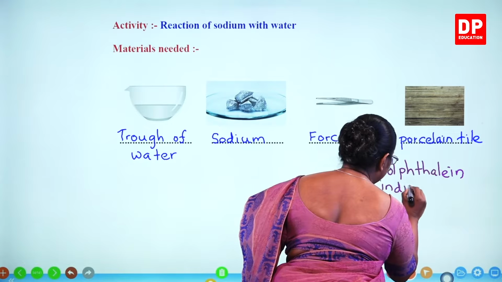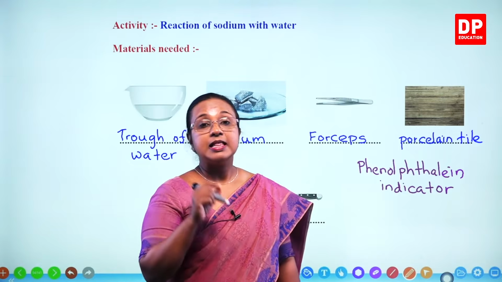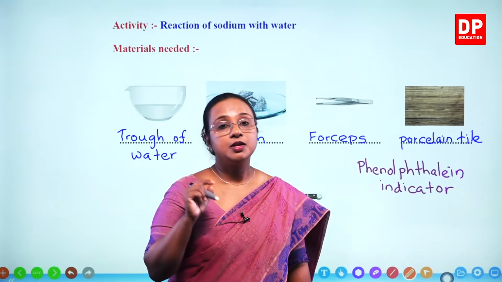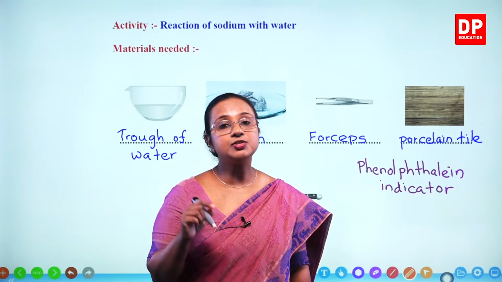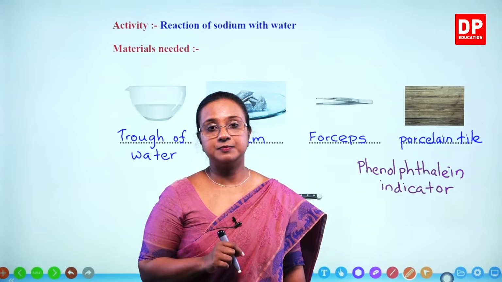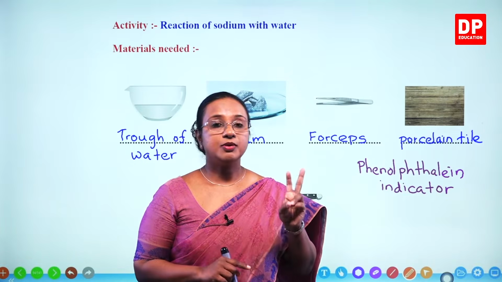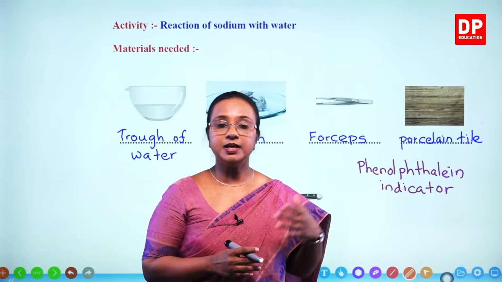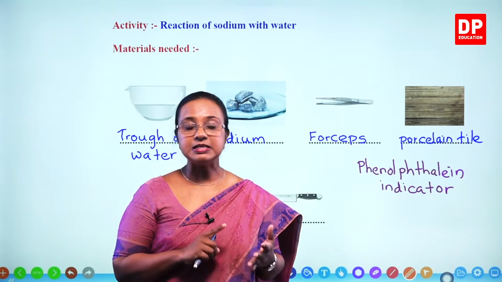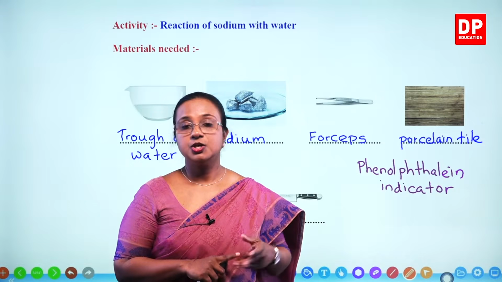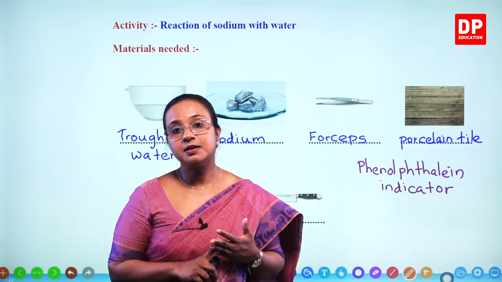Indicator to show that a basic solution has been produced. The same thing, to confirm that a basic solution had been produced, we can also use another material. That is the litmus paper. You have used litmus papers before in previous grades. They exist in two colors, the blue litmus and the red litmus. So we will test the solution using the two litmus papers.